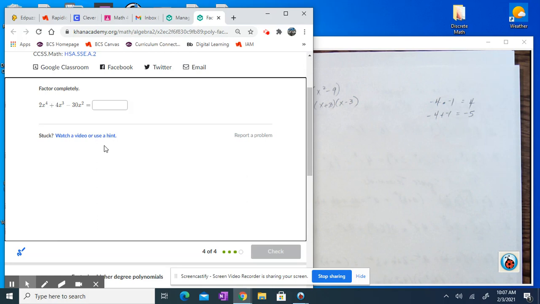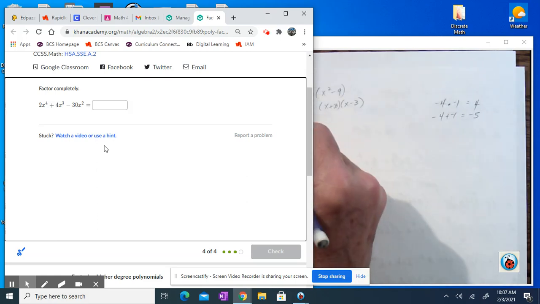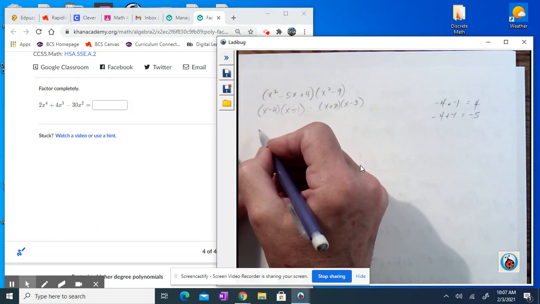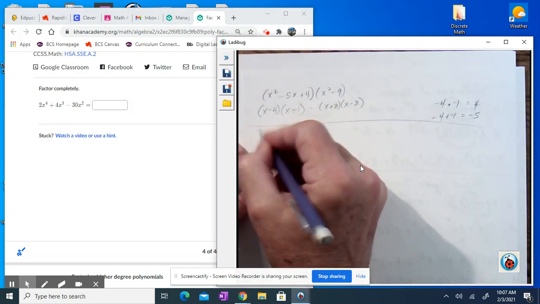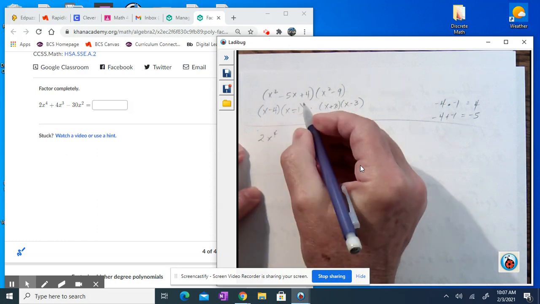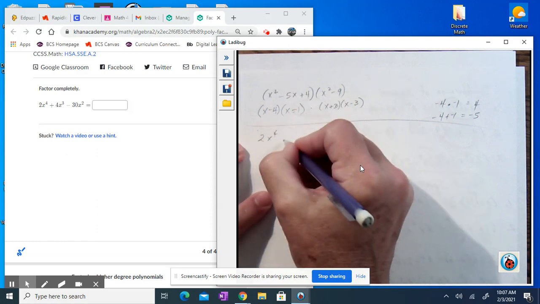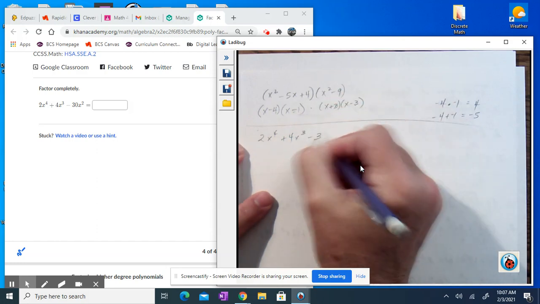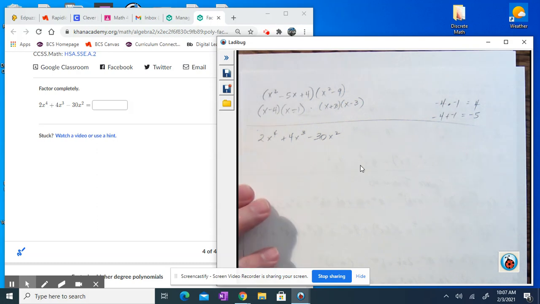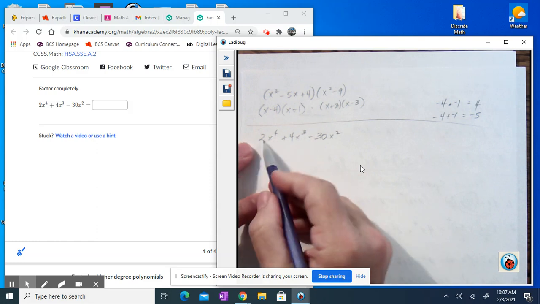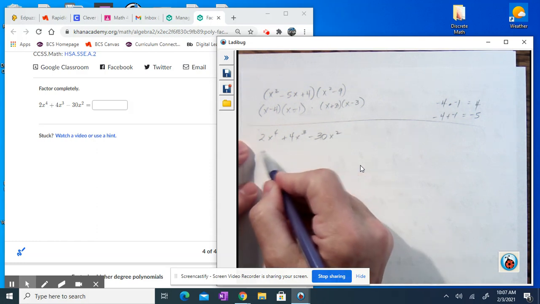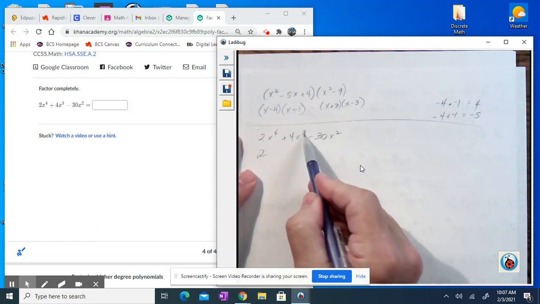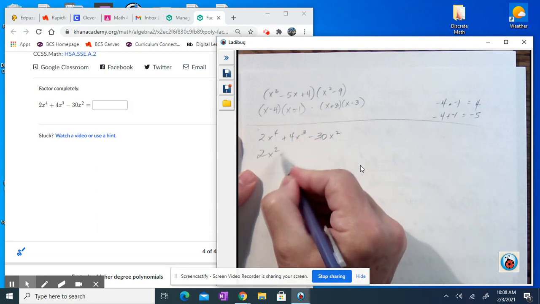All right, let's do one more of these. So now I've got 2x to the 4th plus 4x cubed minus 30x squared. All right, so do they have a GCF? And they do, right? They're all even, so that means that I can factor out 2. And they all have at least x squared, so I can factor out x squared.